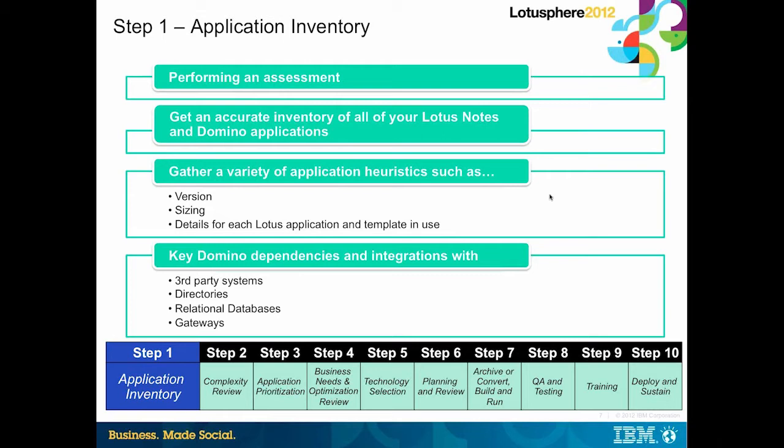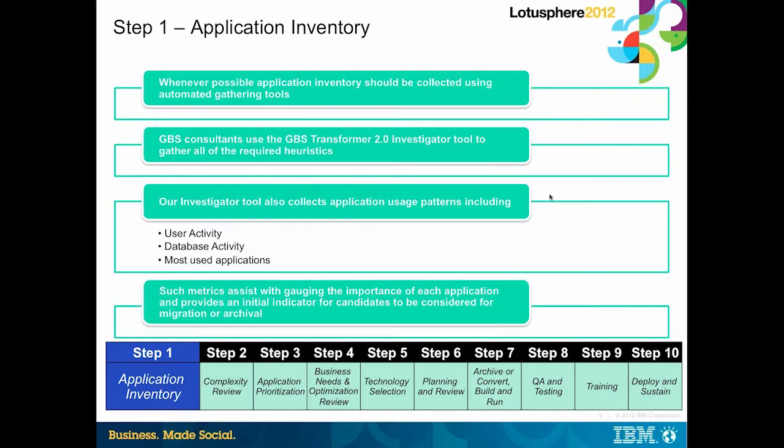You want to know whether or not that application interacts with a third-party system. Is it interacting with SAP or some other CRM-based application? Is it accessing the directory? Is it using RDBMS, relational databases, through DB2 or Oracle or MS SQL, whatever? Any gateway kind of information. So the more heuristics that you can get about the application, the better off you're going to be.